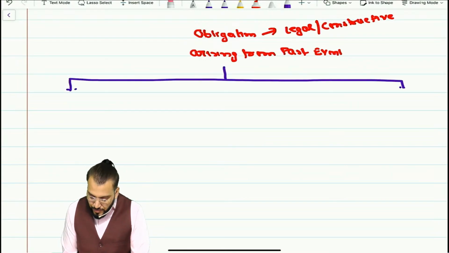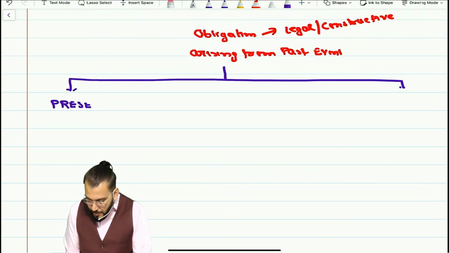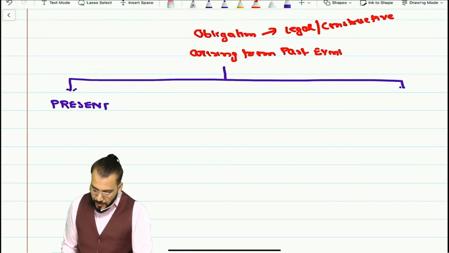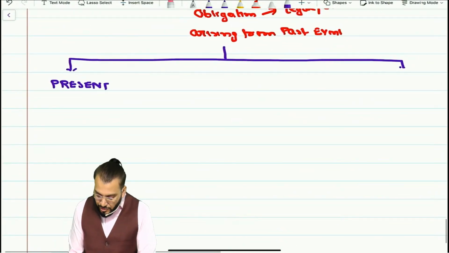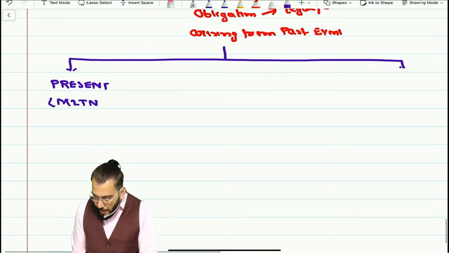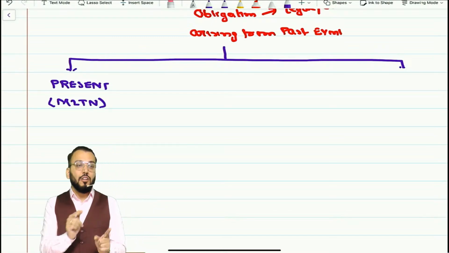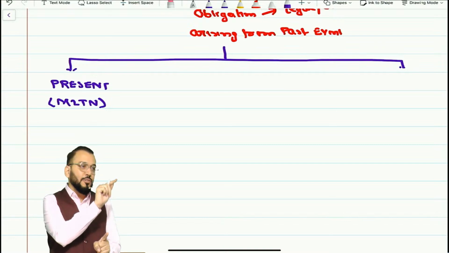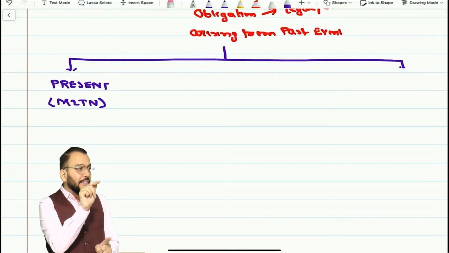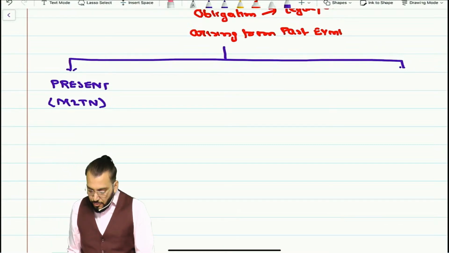Now we have understood the obligation can be of three types. We have not yet discussed them, but first we have understood it can be a present obligation. Present obligation means, can I say, more likely than not? MLTN means what? More likely than not. If you want to write it down in full, more likely than not. Means what?